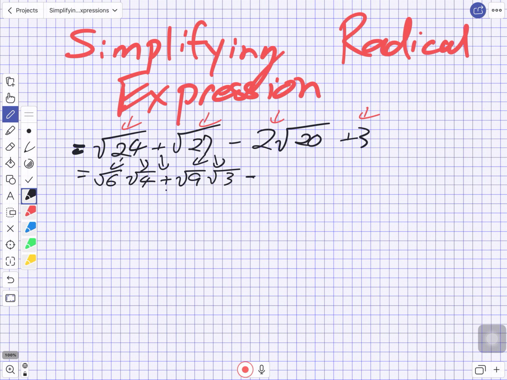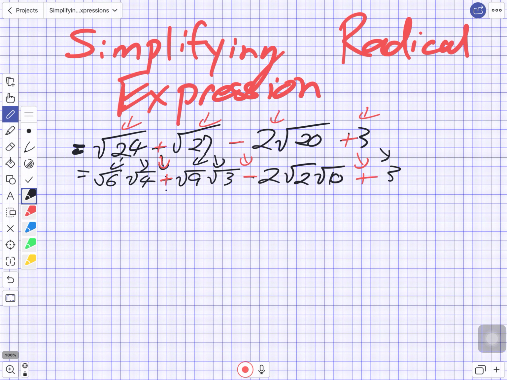Bring down the subtraction sign. I'll do those in red so they look a little different. Bring down the subtraction sign. We still have that 2. 20 can be broken into root 2 and root 10, okay? And that's a plus sign, plus, and 3 just kind of comes on down, okay? We're going to work on each one individually. Then we're going to start putting them together, okay?